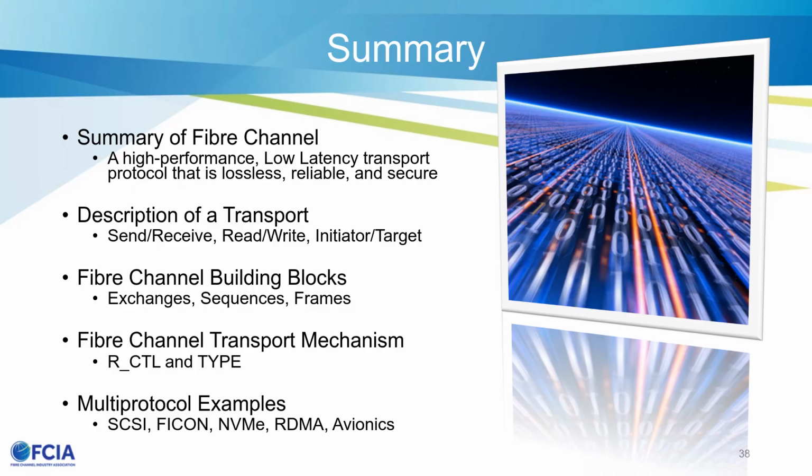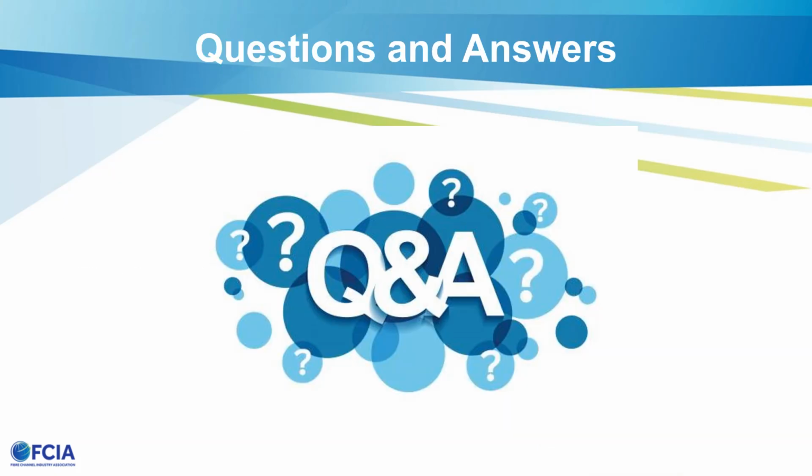We then delved into the transport mechanism itself, seeing how the R control and type fields are leveraged to help the data transport engine move data quickly. And then finally, we took a look at the multi upper layer protocol examples. We looked at SCSI, FICON, NVMe, RDMA, and then we just had a note there on avionics. So at this point, we've concluded the presentation and we'll open it up to questions.